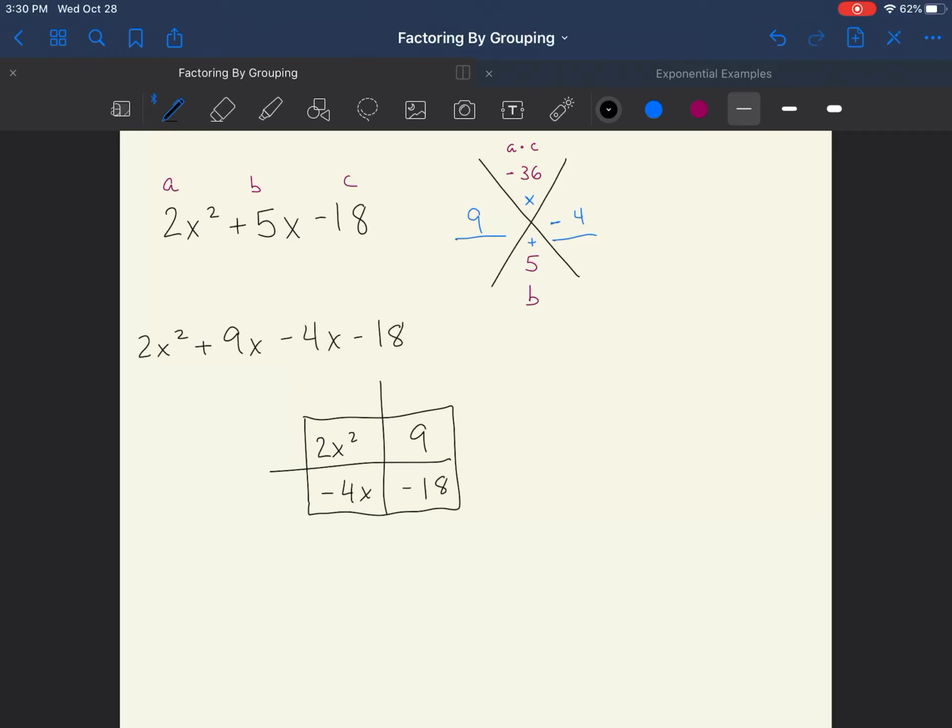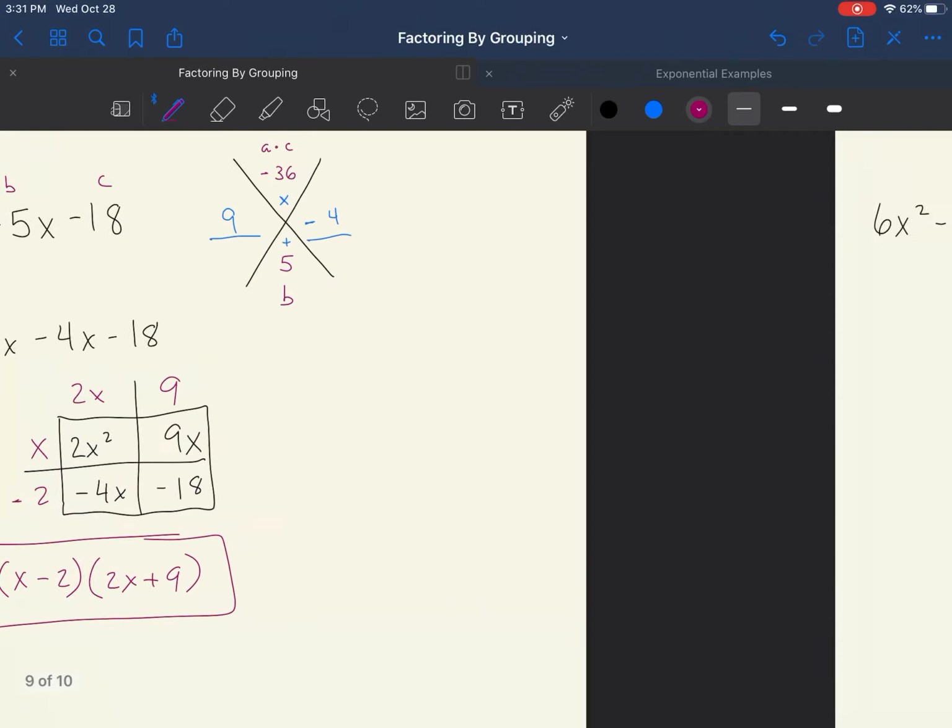Let's see, there is no common factors here. No, yes there is. I forgot my x, apologies. Yeah, so my common factor is just x. That leaves me with 2x and 9. And then down here, I can take out a negative 2 to get my signs to match up. And that will work. So my final answer is x minus 2 times 2x plus 9.